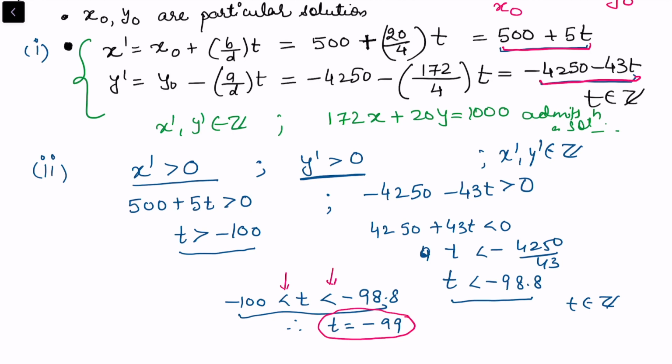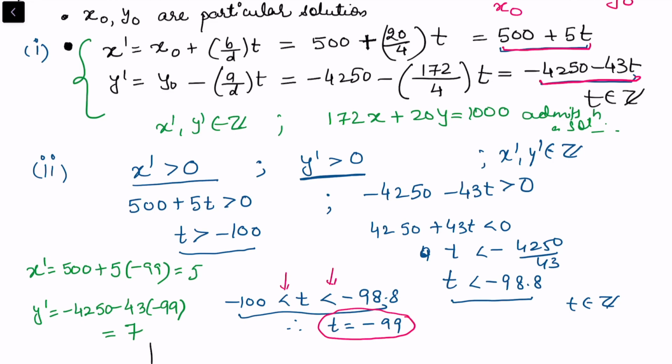So x dash is 500 plus 5 times minus 99, and y dash is minus 4250 minus 43 into minus 99. When we solve this, we get x dash as 5 and y dash as 7. They are both greater than 0, and of course they belong to positive integers. So that is the second solution that has been asked in the problem.